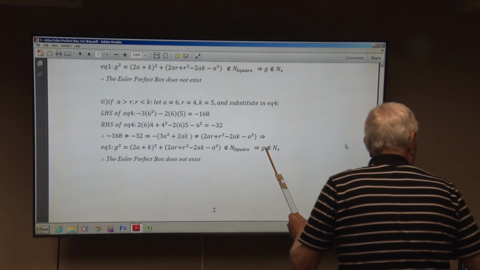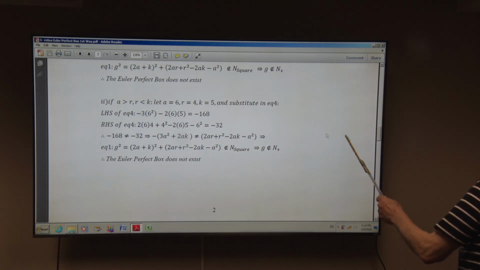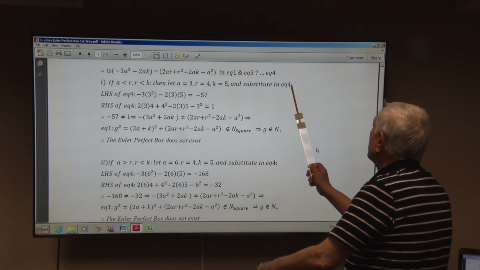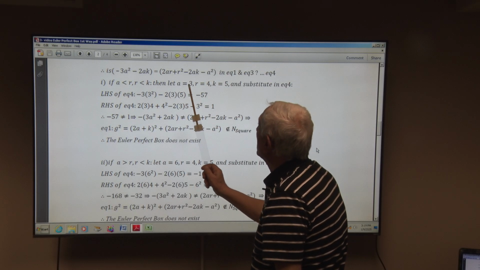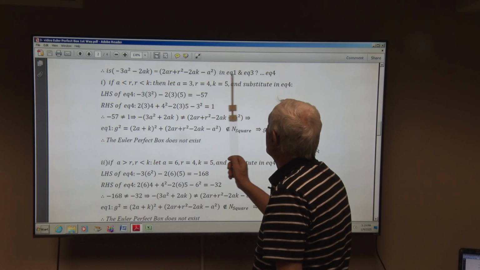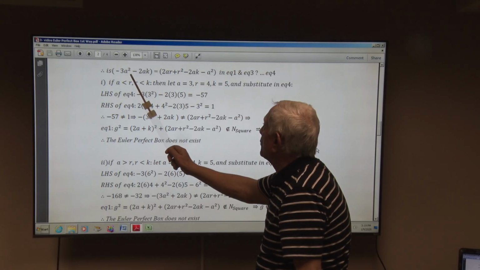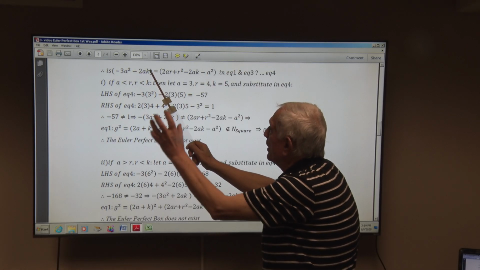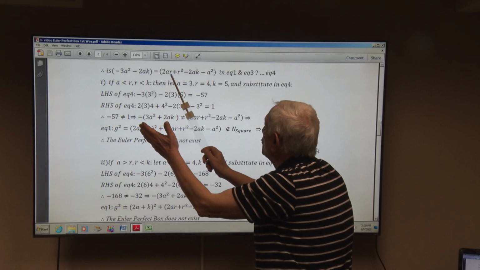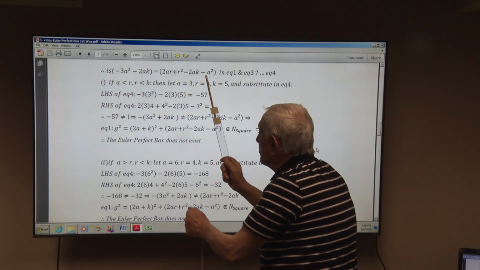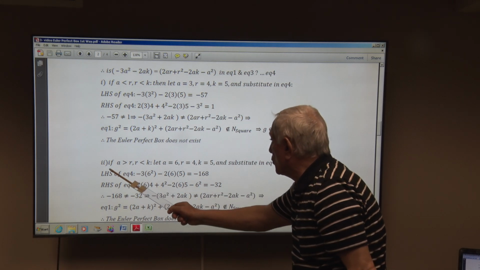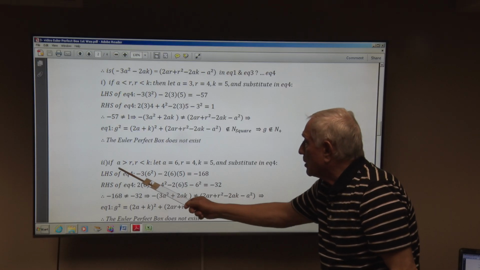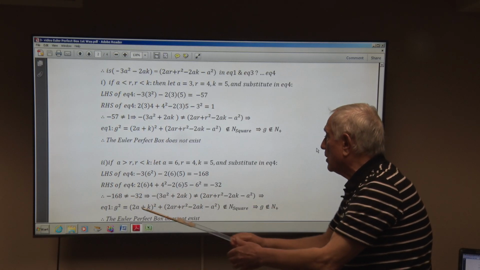Remember that equality 4, which one? I go back, show you 4. Yes, this one, 4. Negative 3a squared, negative 2ak, and substitute a and k, then you have a number on the left side. Substitute numbers here, you will get a number. Those two numbers in section 2 became negative 168 and negative 32. Left-hand side and right-hand side are not equal.